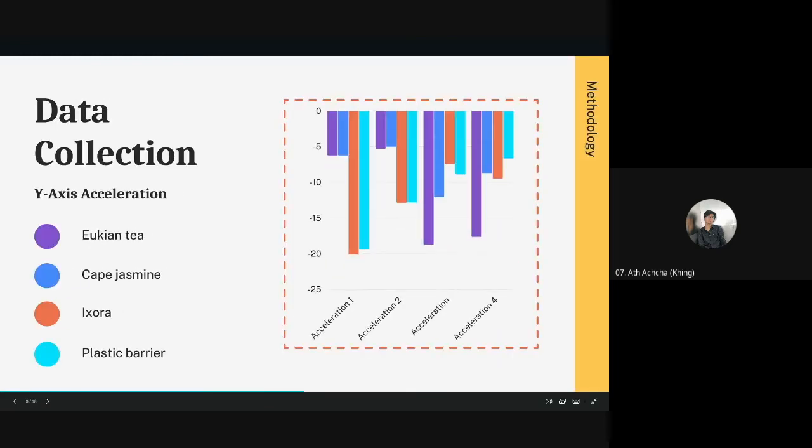Also, the next one is about the same data collection, but it is about the y-axis acceleration. The y-axis acceleration means the acceleration in the opposite direction of the total acceleration. It means you can know the value of the acceleration in the opposite direction. So you can know about the force that the tree exerts on the car.